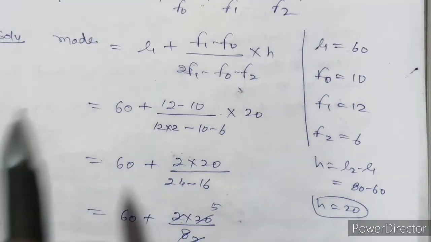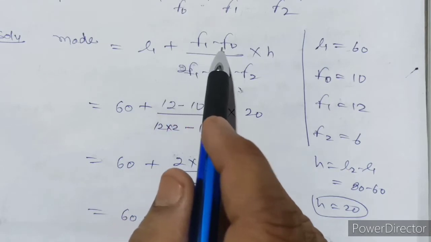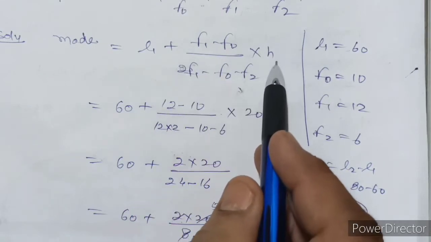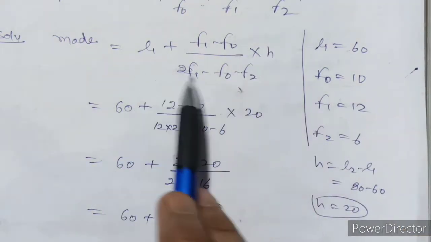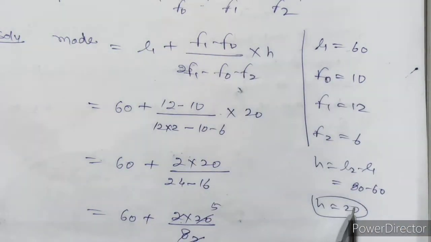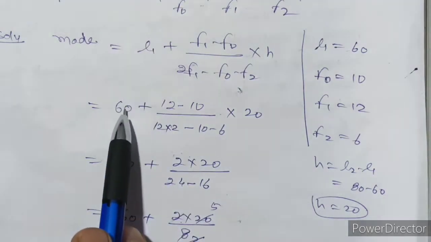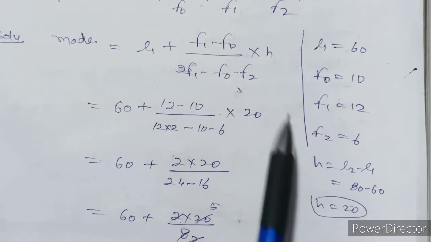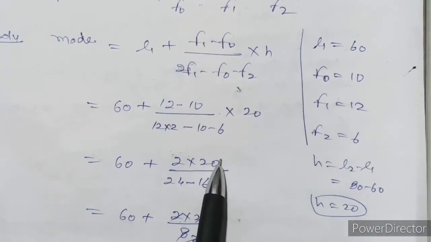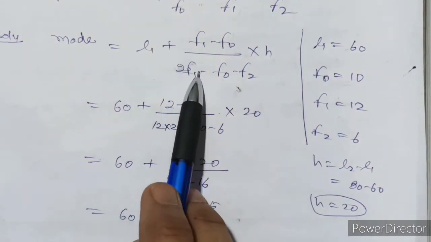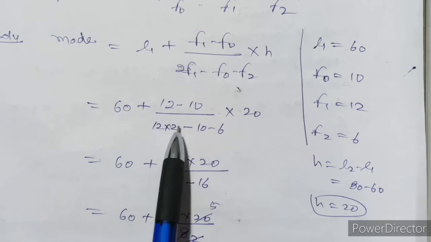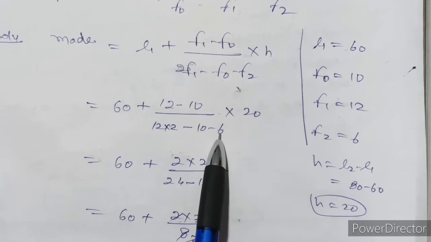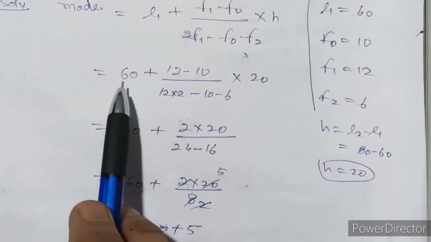What is the formula of a mode? L plus f1 minus f0 upon 2f1 minus f0 minus f2 into h. Putting the value of a given data in this, and so you have the 60 plus f1, so 12 minus 10 into h equals to 20 upon 2 into f1, so 12 2 जा 24 minus f0, so 10 and f2, so 6, and after then you can solve it.